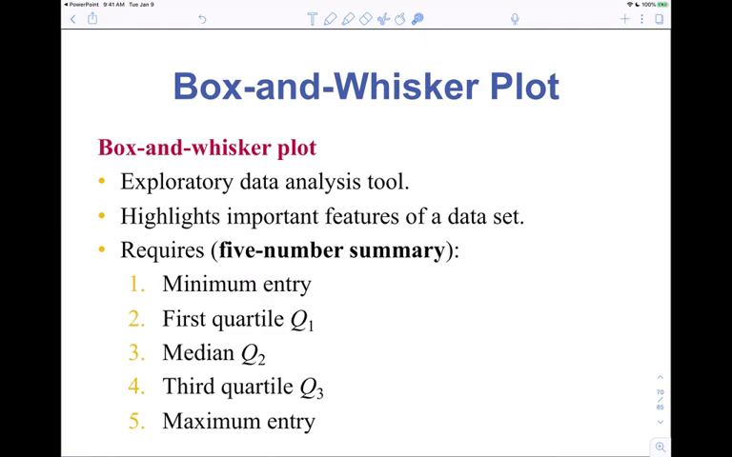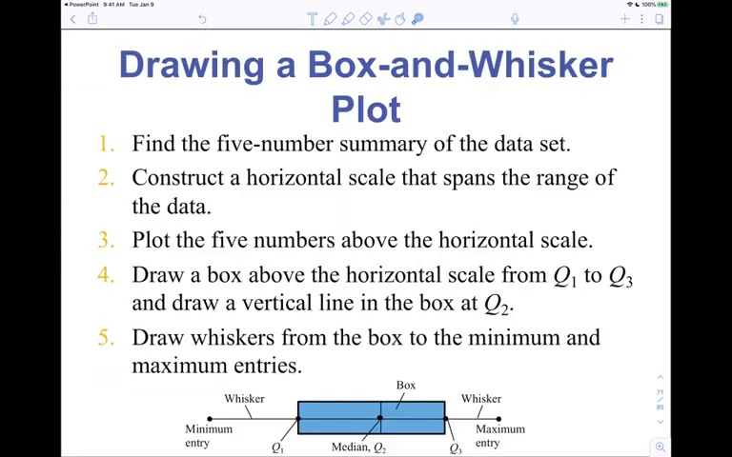All right. So to construct a box and whisker plot, I find the 5 numbers: minimum, Q1, Q2, Q3, and the max. Construct a horizontal scale that spans the range of the data. We want to plot the 5 numbers above the horizontal scale. Draw a box above the horizontal scale, basically the IQR, and draw a vertical line in the box at Q2. Draw whiskers from the box to the minimum and maximum entries, right?